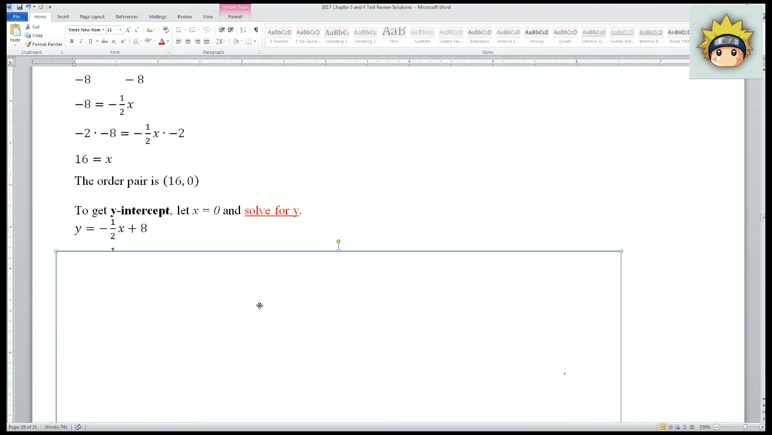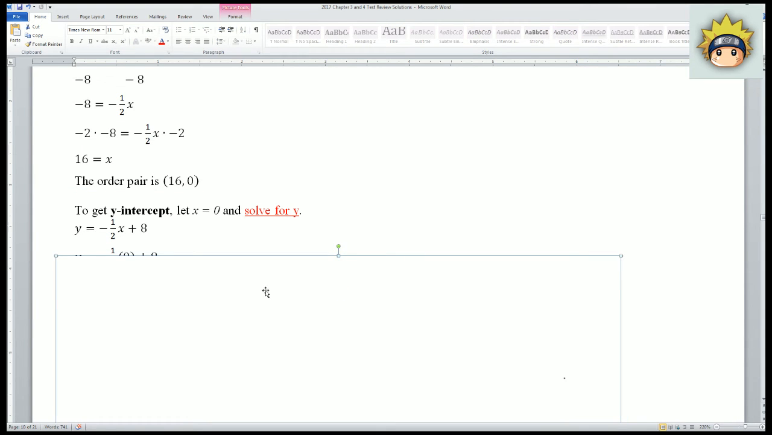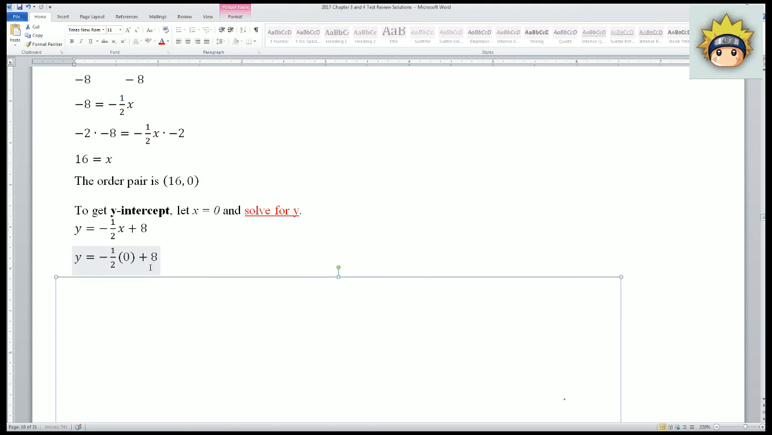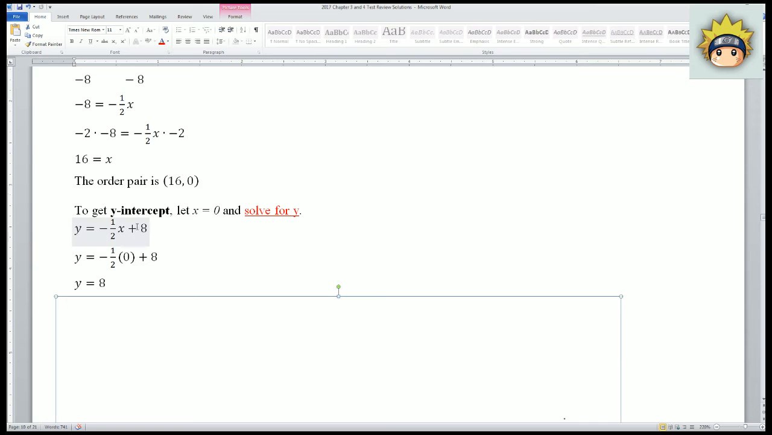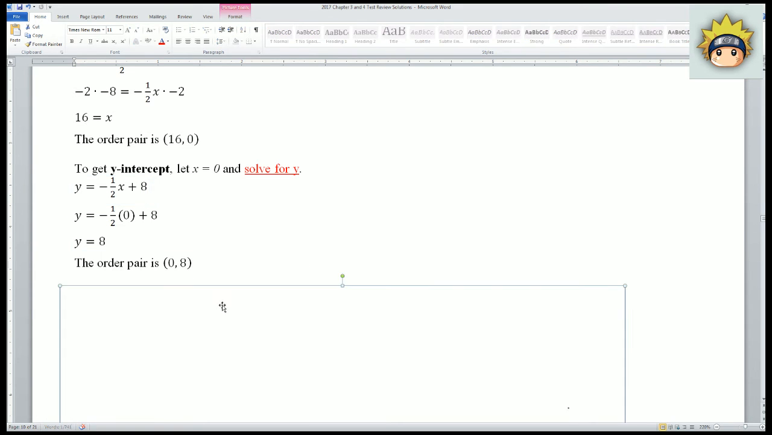Next, to find the y-intercept, let x equal 0 and solve for y. Here's my original equation. y equals negative 1/2 x plus 8. Substitute x for 0. You should see it right there. I should get y equals 8. This is always that b value, right? That is why the ordered pair is 0, comma 8.